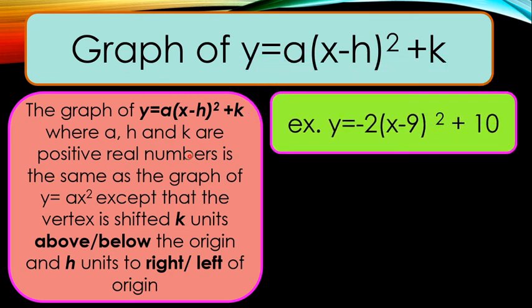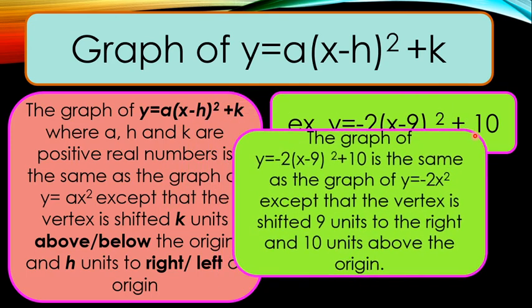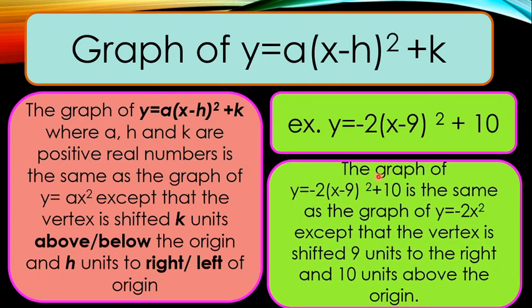So, the graph of y is equal to a times (x − h)² plus k, where a, h, and k are positive real numbers, is the same as the graph of y is equal to ax², except that the vertex shifted k units above or below the origin and h units to the right or left of the origin. So, example, y is equal to negative 2 times (x − 9)² plus 10. So, the graph is the same as the graph of negative 2x², except that the vertex is shifted 9 units to the right, and 10 units above the origin. That's it.